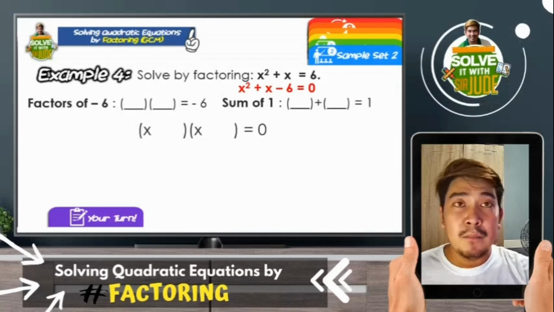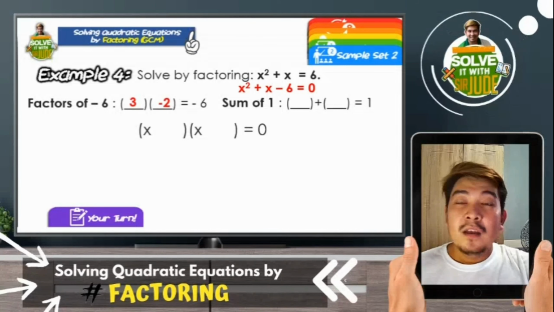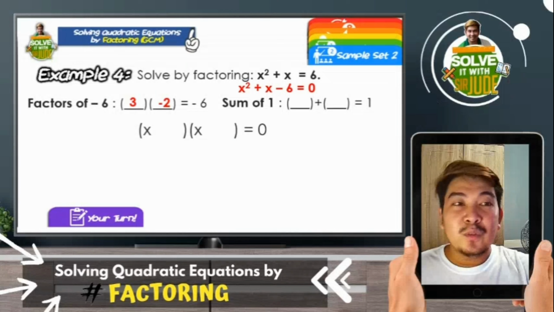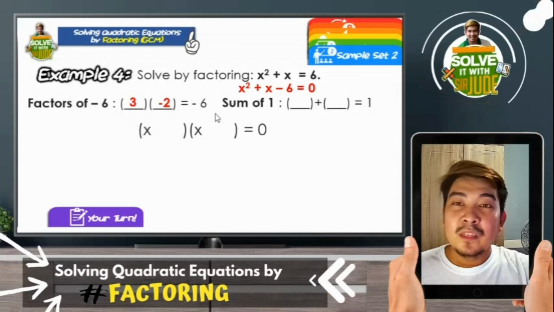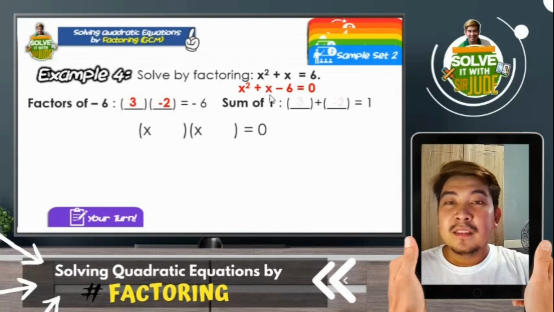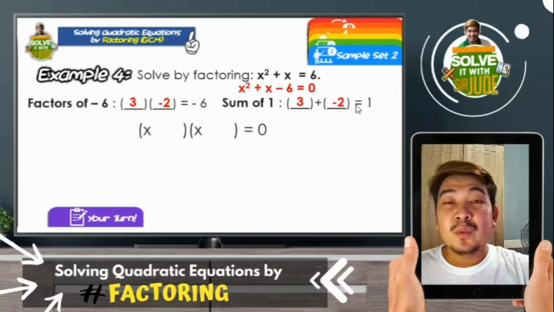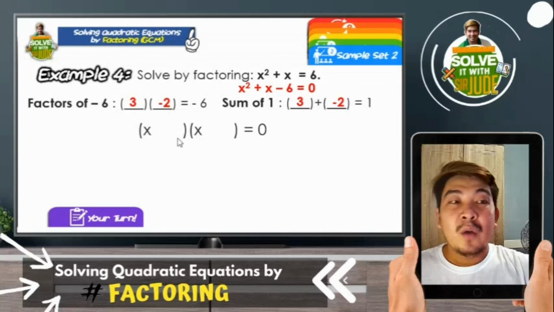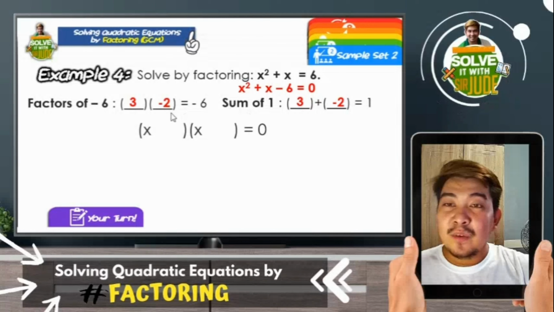So what are the numbers? The numbers are 3 and negative 2. So to check, 3 times negative 2 will give us negative 6. At the same time, 3 plus negative 2 will give us positive 1. So how are we going to rewrite that in its factored form?